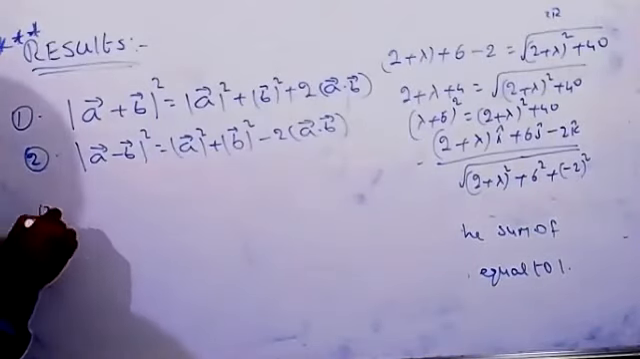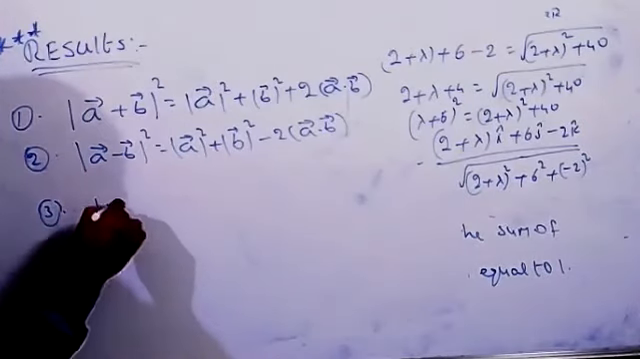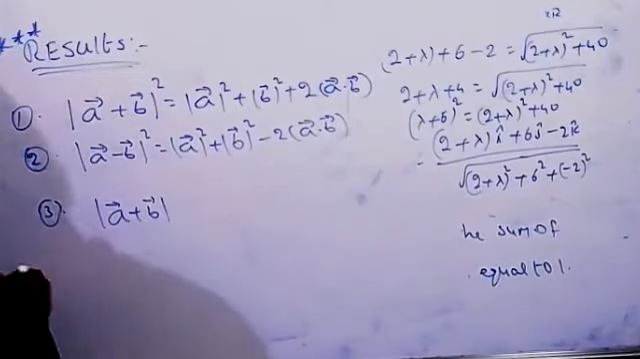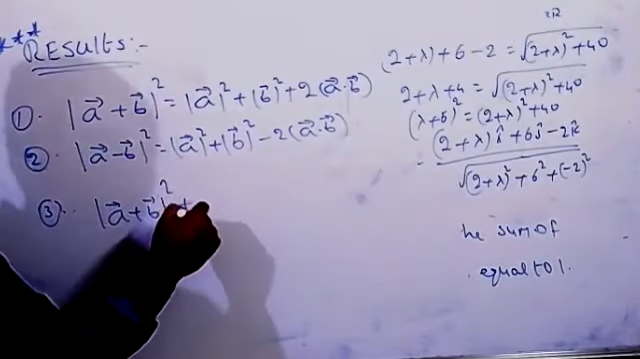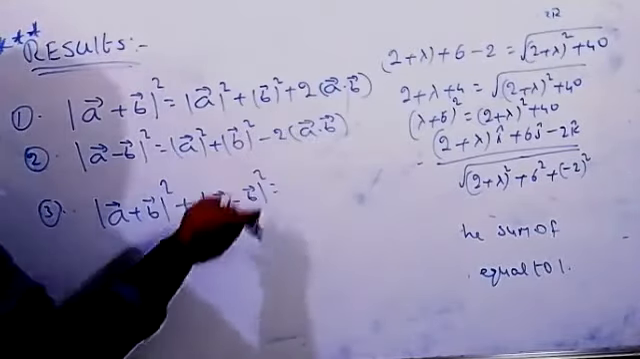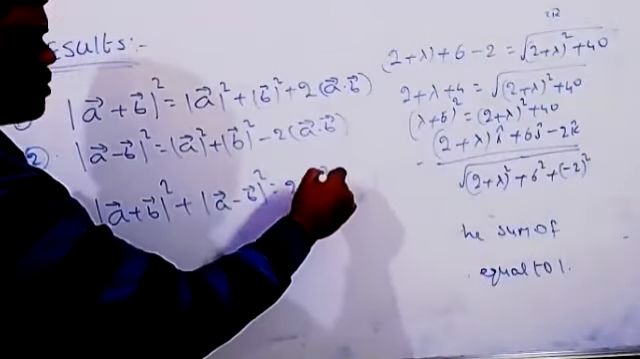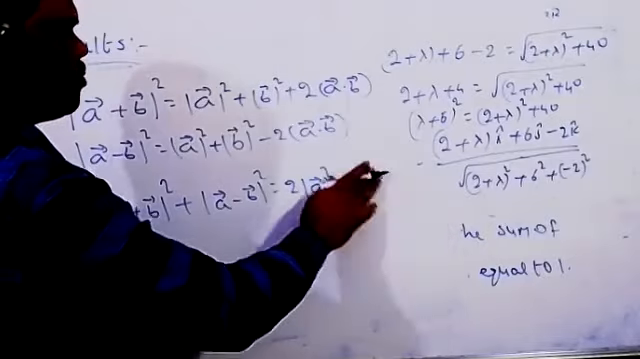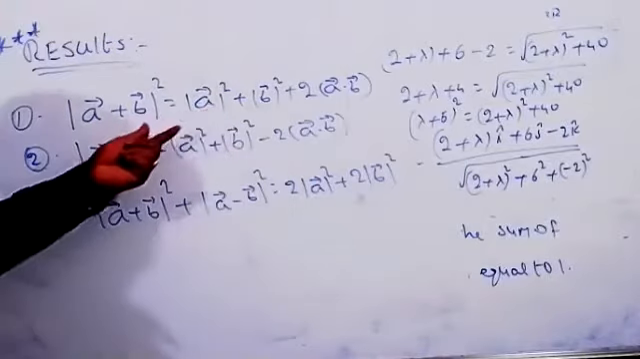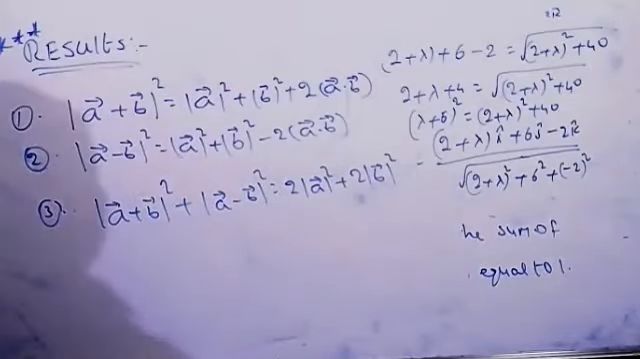Next, the third one: modulus of a plus b whole square plus modulus of a minus b whole square. We're adding both of them and these will be cancelled. So clearly we'll get 2 into a square plus 2 into b square. This directly gives the magnitude: the magnitude of a square plus the magnitude of b square.